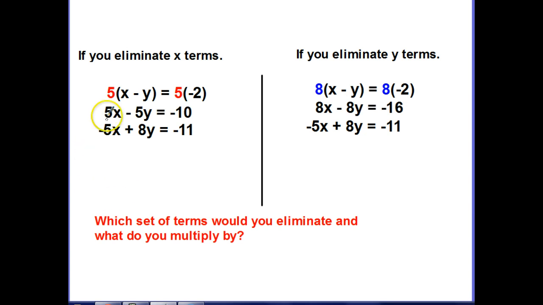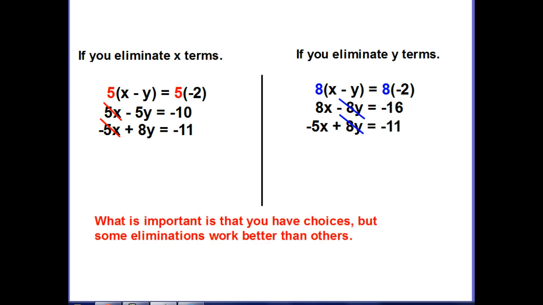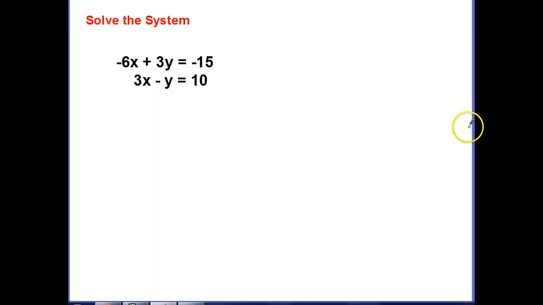So if we were to do that, we get 5 times x is 5x, 5 times negative y is negative 5, and then of course you eliminate from there. Once we do that, on the x side, the 5's eliminate, on the y side, the 8's eliminate, giving us basically a simpler equation that we can use to solve for x or solve for y, and basically the rest works like normal elimination. So what is important is that you have choices. Of course, some eliminations may work better than others, and it's up to you to figure out which ones work for what situation. So let's solve this system.